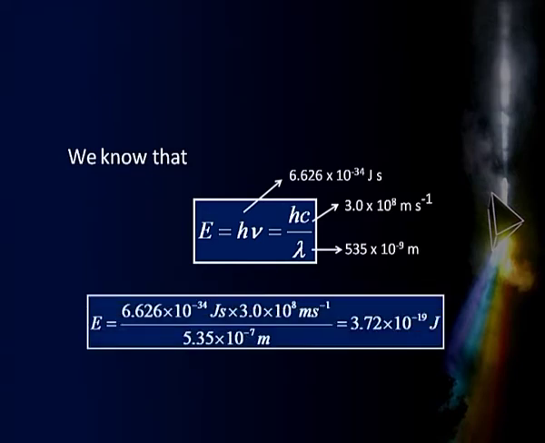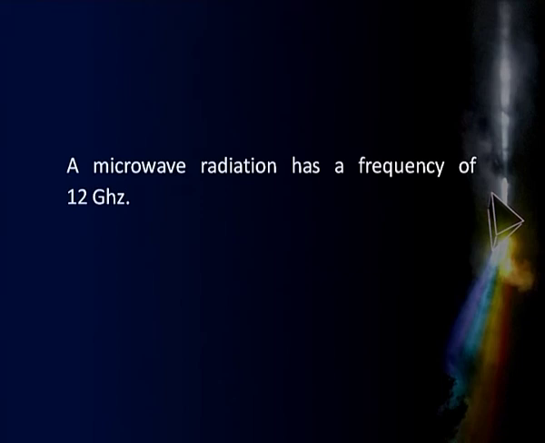Substituting the values of all the parameters, I get the energy to be equal to 3.72 times 10 to the minus 19 joules. It is very straightforward. That means one photon of green light will have so much energy. That is an application of this kind of relationship. Similarly, let us take up a microwave radiation having a frequency of 12 gigahertz. Now, in the earlier exercise we had the wavelength known to us and were trying to find the energy.